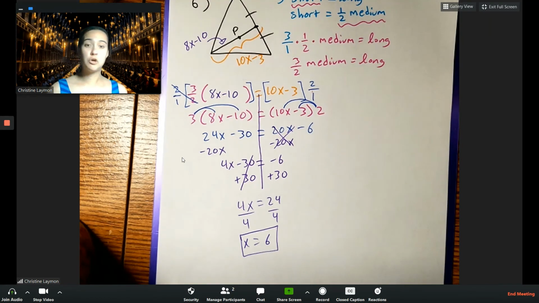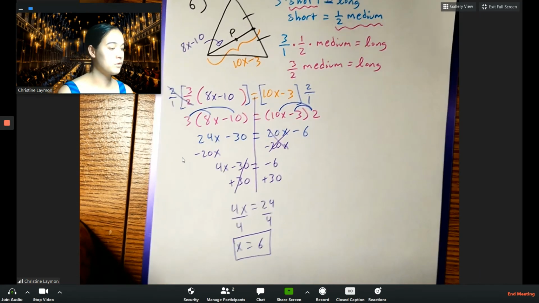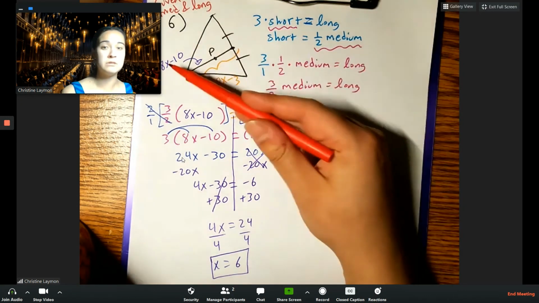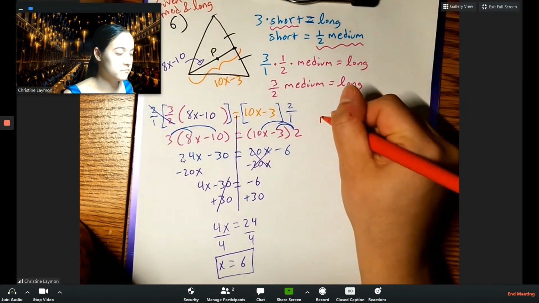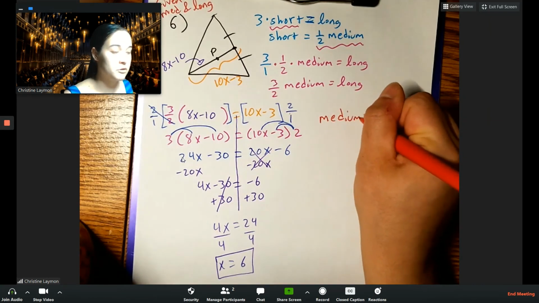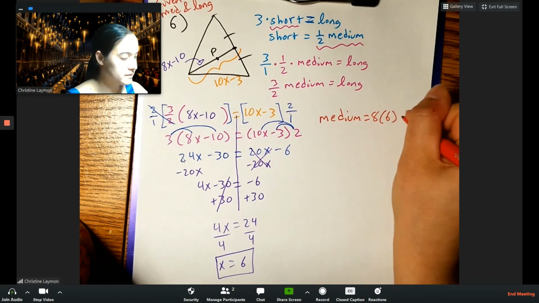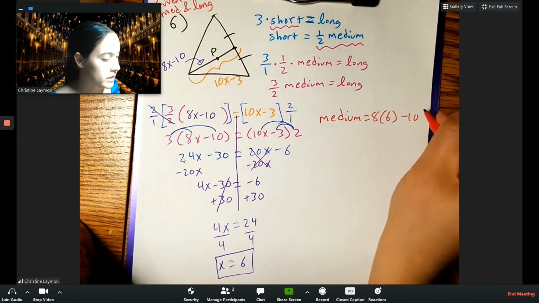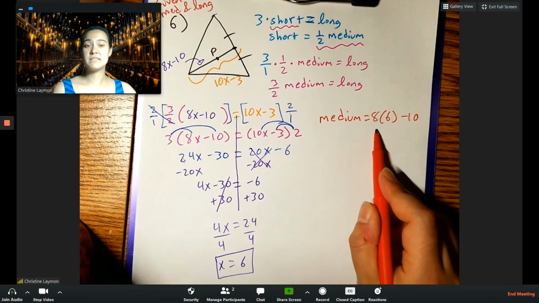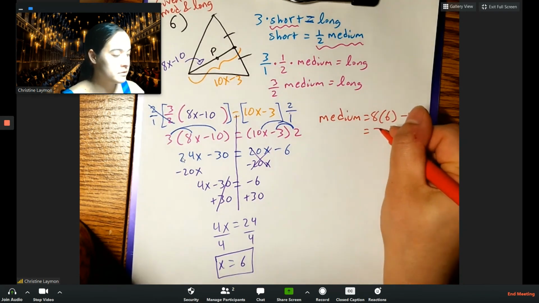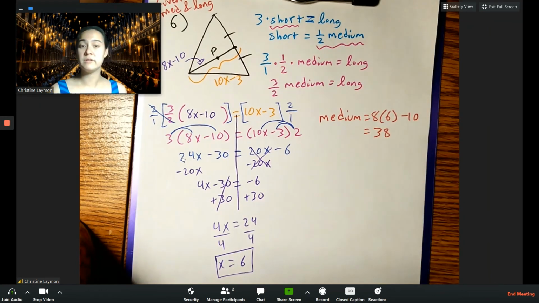Now we're going to go after short, medium, and long. Same rules as the other page. Let's pick red. So I have found x. Let us go after what we can right now. Let's look at the medium. So my medium is 8 times 6 minus 10. 8 times 6 is 48. 48 minus 10 is 38. So I already know my medium is 38.